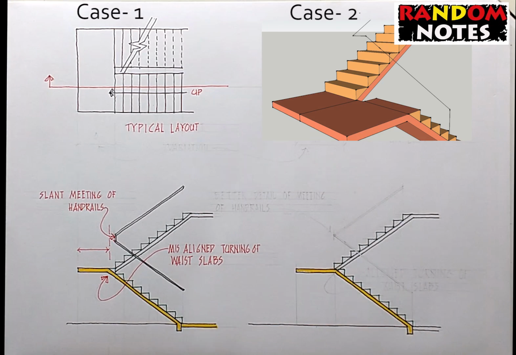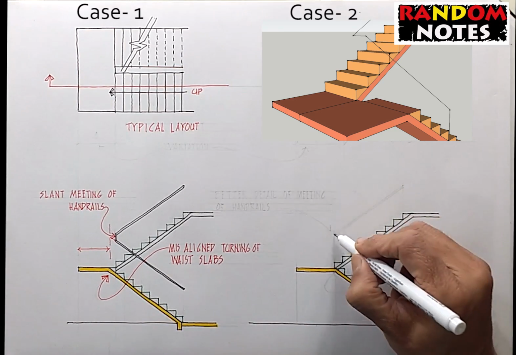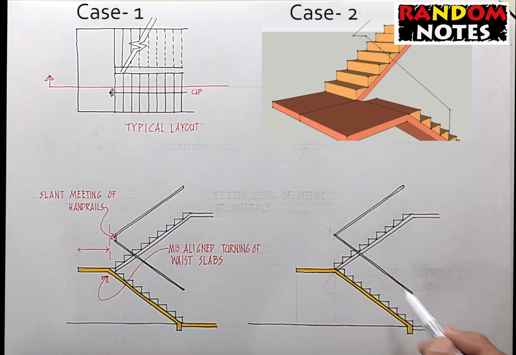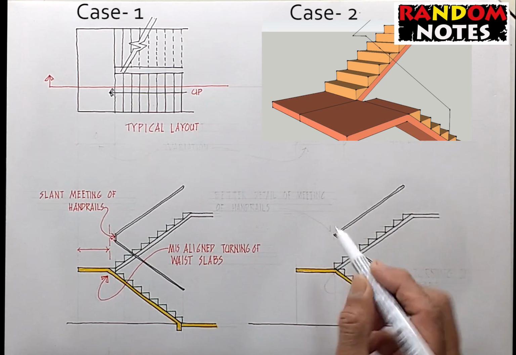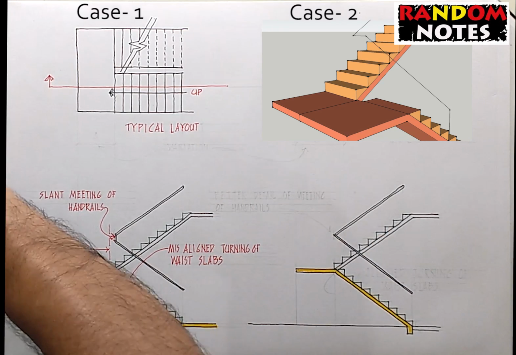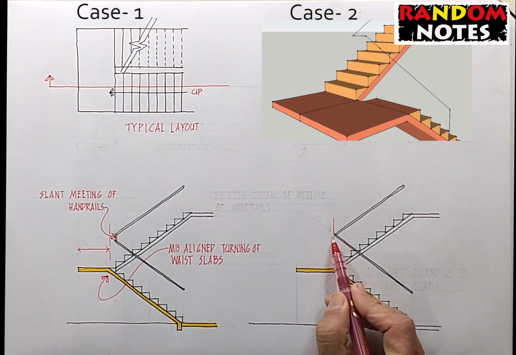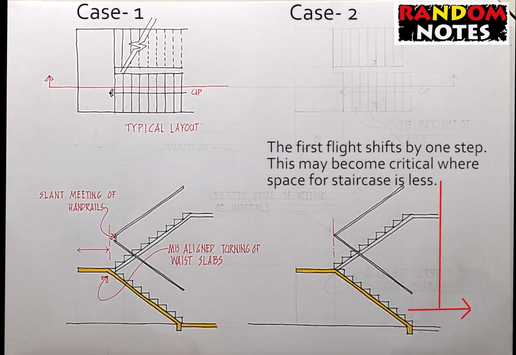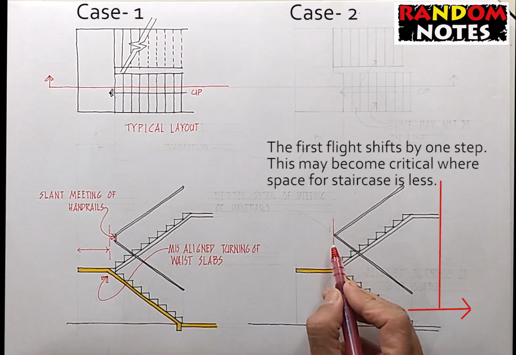Let us make the handrail of the two flights now. See the meeting of the two handrails around the mid landing. If we bring them to the same level from the mid landing, they can have a good horizontal connection. Further, they do not obstruct the space in the mid landing. So we have solved two issues here. First, we have an aligned turning of the waist slabs. Secondly, we have a better connection between the handrails.